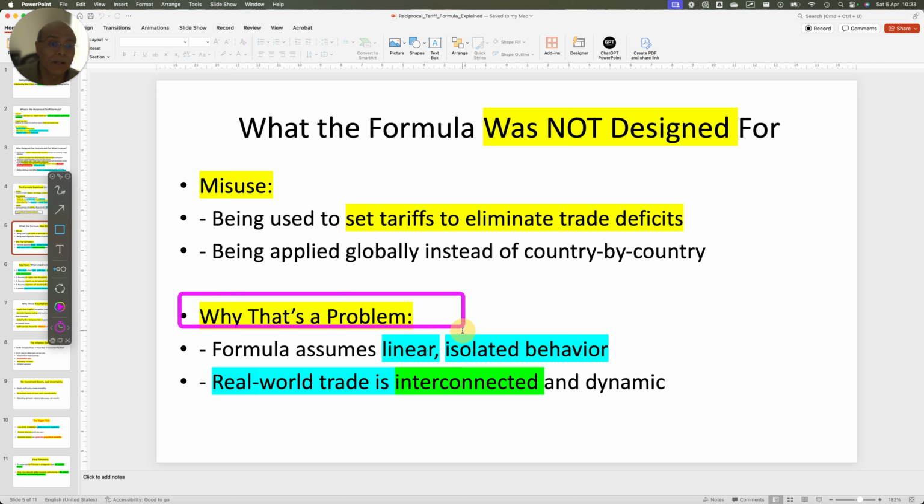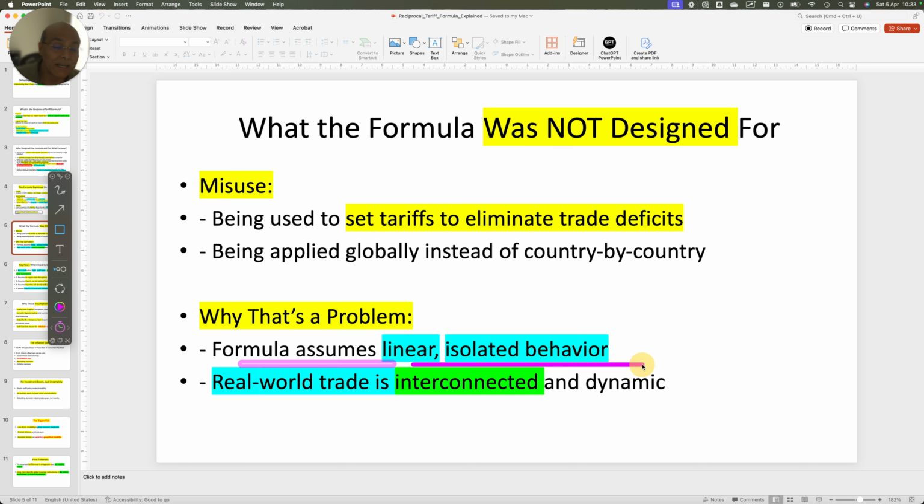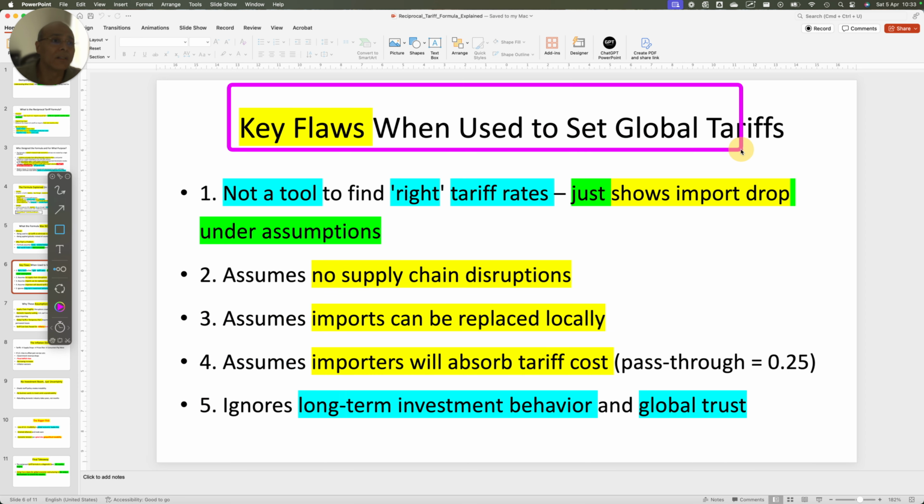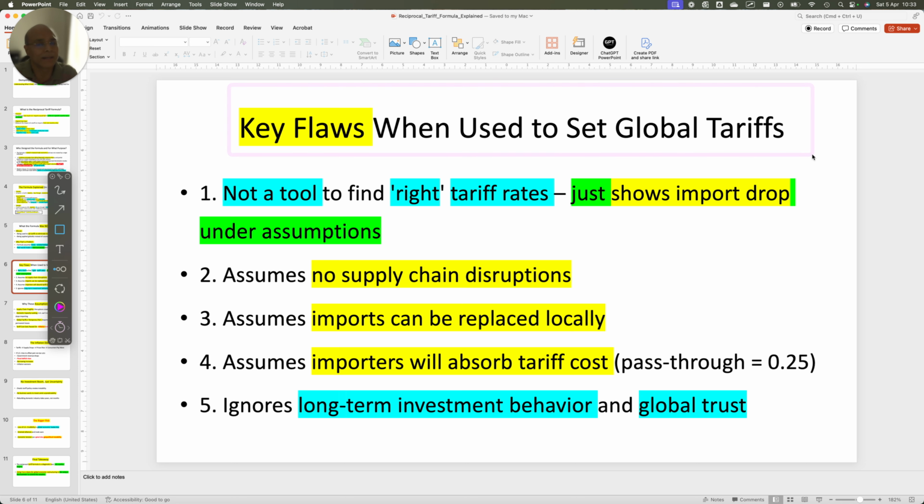Why is there a problem? The formula assumes linear and isolated behavior, not non-linear behavior, okay? The real world trade economy is interconnected and dynamic, and that is the reason there is a problem. Now, what key flaws arise when used through global tariffs? Let's talk about that. First, it is not a tool to find the right tariff, just to show import drop under certain assumptions.